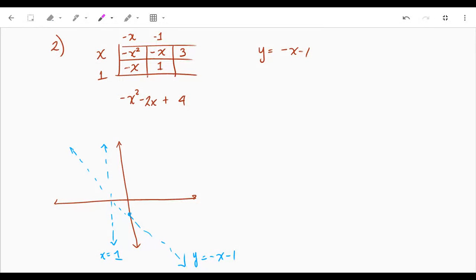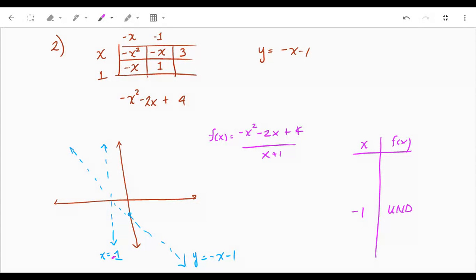Let me rewrite the equation here. f of x is negative x squared minus 2x plus 4 over x plus 1. Okay, so we know that if I plug negative 1 in, I'm going to get undefined, which is why it's an asymptote. So just move out from negative 1. Okay, so if we make a table here, negative 1, we're undefined. So maybe then we'll do negative 2 and negative 3, and then 0 and 1 for our points.